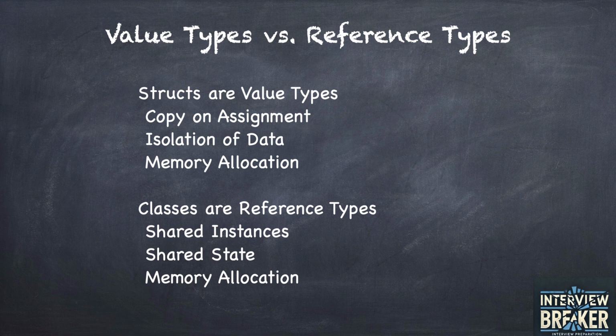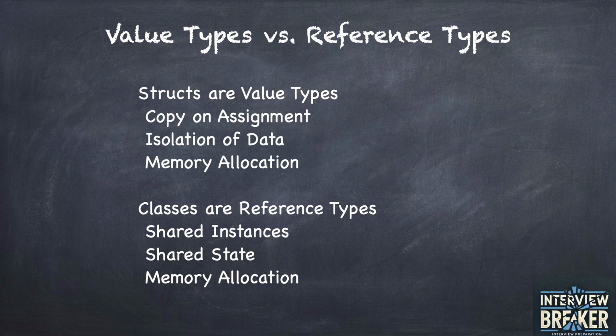First up, let's talk about value types and reference types. Structs are value types. When you assign a struct to a new variable or pass it to a function, you're actually creating a new copy of that data. This means each instance has its own copy, and changes to one don't affect the others. Structs are often allocated on the stack, which can boost performance for small, simple data types.